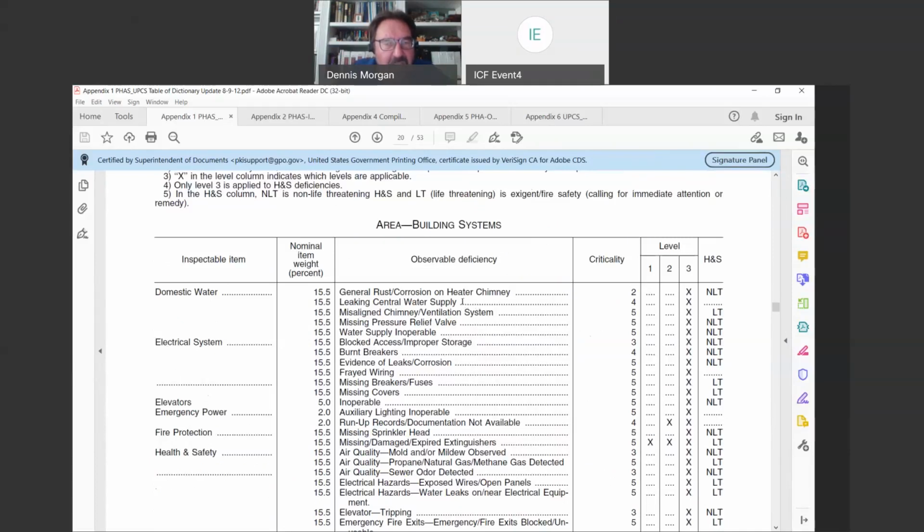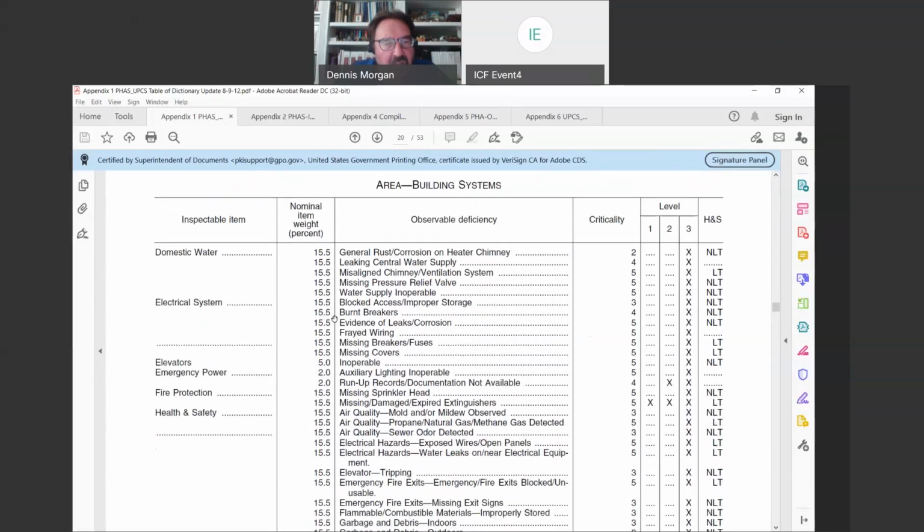So in that case, it might be leaking on a seal caulk on the exterior of my building. That is a building system. And in that, it's going to trigger a level 3 criticality of 4. So you want to make sure that you're going around and checking your buildings and making sure I'm not having any dripping faucets in there as well. That's considered a domestic water leaking central system as well.